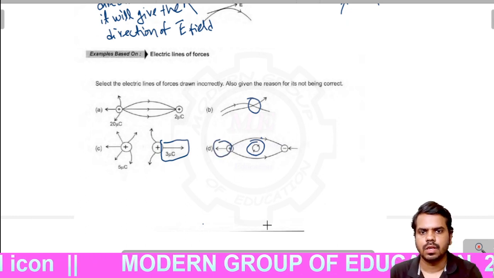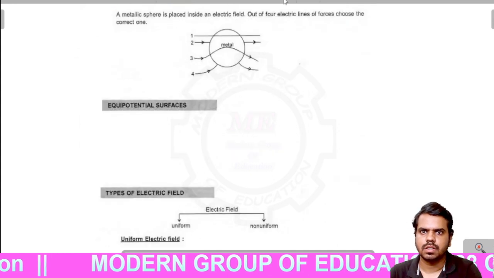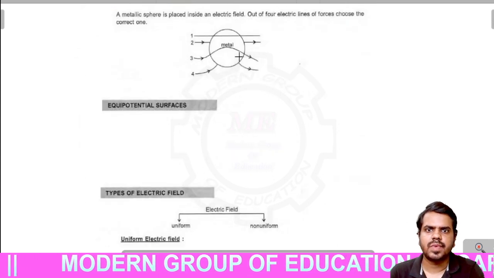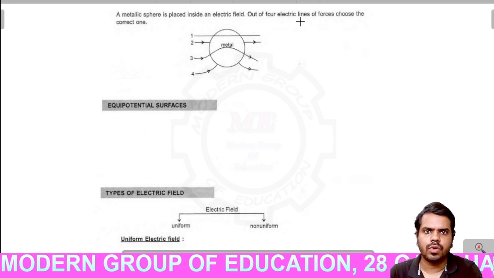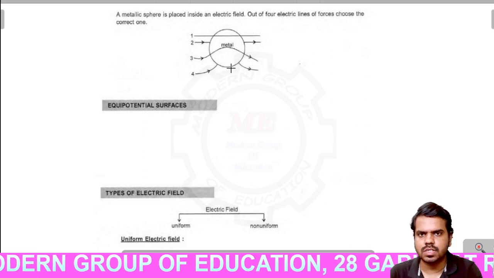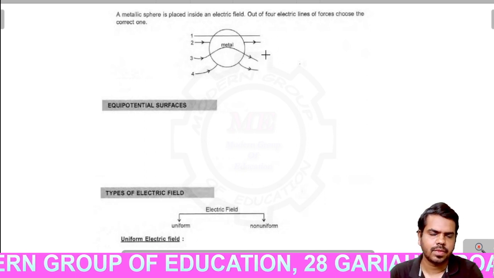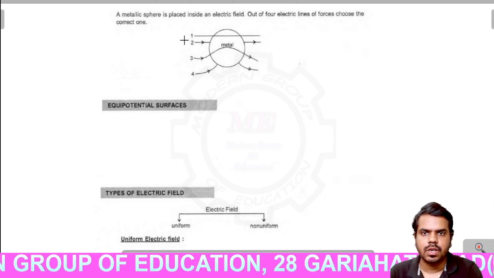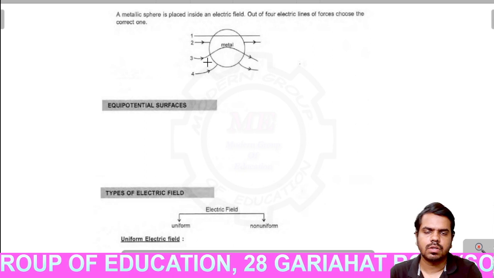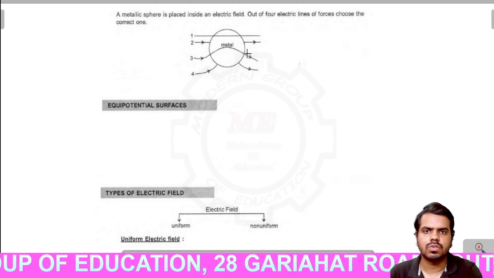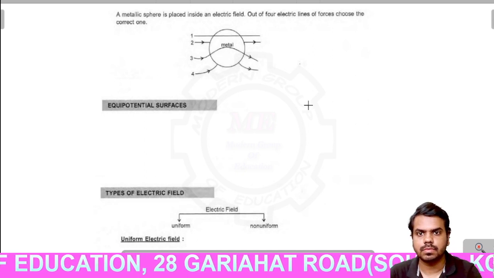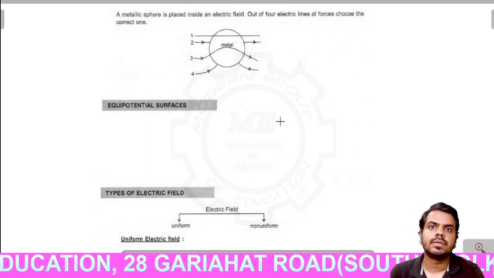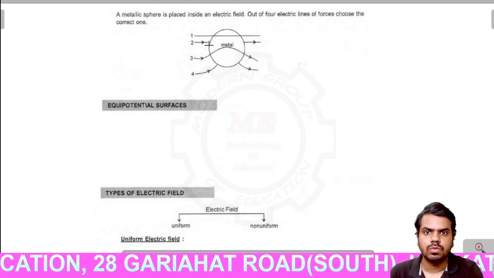Okay, the next page. A metallic sphere is placed inside an electric field. Out of the 4 electric lines of force, choose the correct one. This is a question from IIT. Okay, so in 1, 2, 3, 4 you have to pick the original figure. Which one is the correct answer?